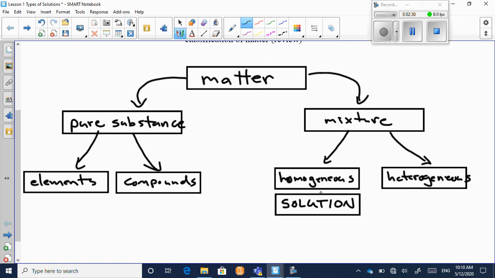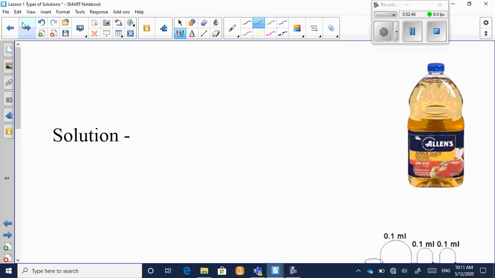Okay, and so this is what this unit is. I just wanted to kind of orient you to where we're headed in this unit. Okay, so here we go. This first lesson is a bit of an introduction, so let's do some definitions. So first of all, a solution is a homogeneous mixture.